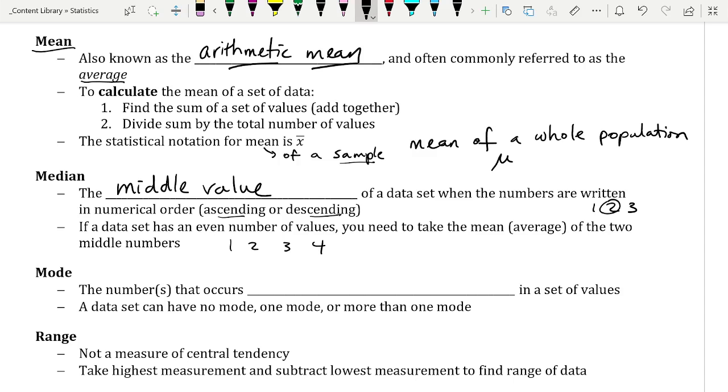Right. The middle isn't actually one of these numbers. It would be what's in the middle between 2 and 3. So the answer would be 2.5. Now, how do you find that? If you have an even number of values, you take the mean average of the two numbers in the middle. 2 plus 3 divided by 2 is 2.5. So that's how you find the median. And again, you should have seen this back in grade 8.